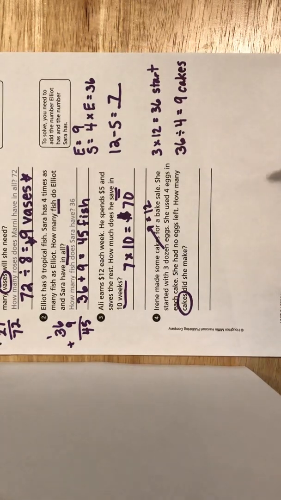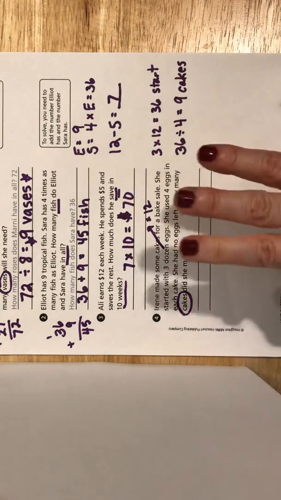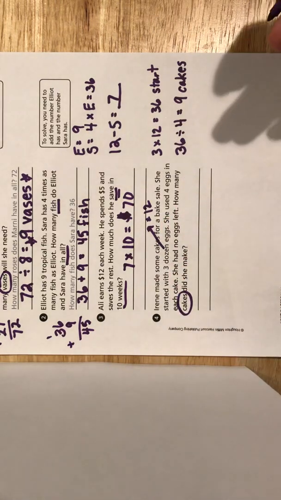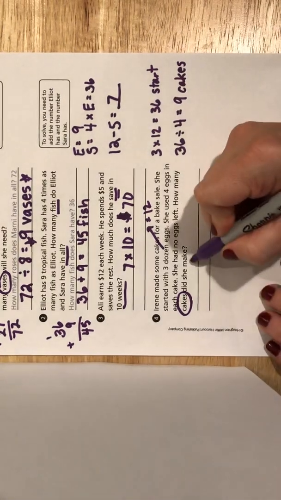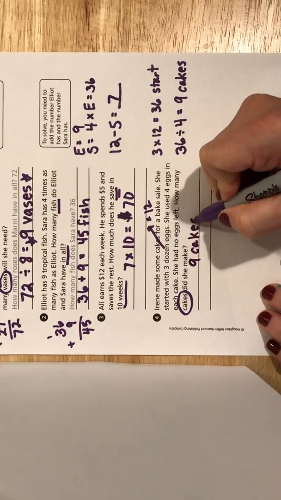You maybe would have had to do repeated subtraction, or maybe you would do repeated addition to see, well, if she used 4 eggs in each cake and she had no left and she had 36, so she would have 1, 2, 3, 4, 5, 6, 7, 8, 9, 10, 11, 12. You maybe had to add up or subtract down, or maybe you did it in a multiplication problem in your head, okay? Lots of different ways you could have gotten that answer, but our answer is 9 cakes.